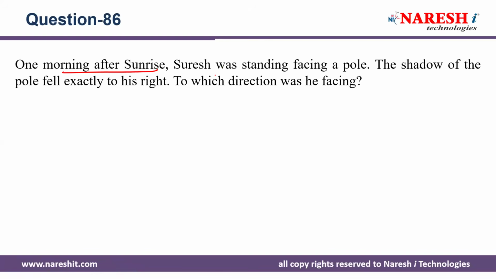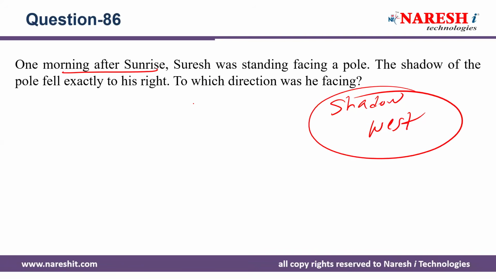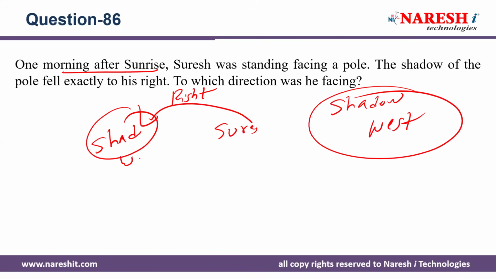Guys, one morning sunrise, shadow questions. Remember shadow questions? Shadow always falls on west. Okay? Shadow always falls on west. One morning after sunrise, Suresh was standing facing a pole. So Suresh and the pole are opposite to each other. The shadow of the pole fell exactly to right. Right means Suresh's right. So the shadow is Suresh's right. That means this right should be west because shadow always falls on west.